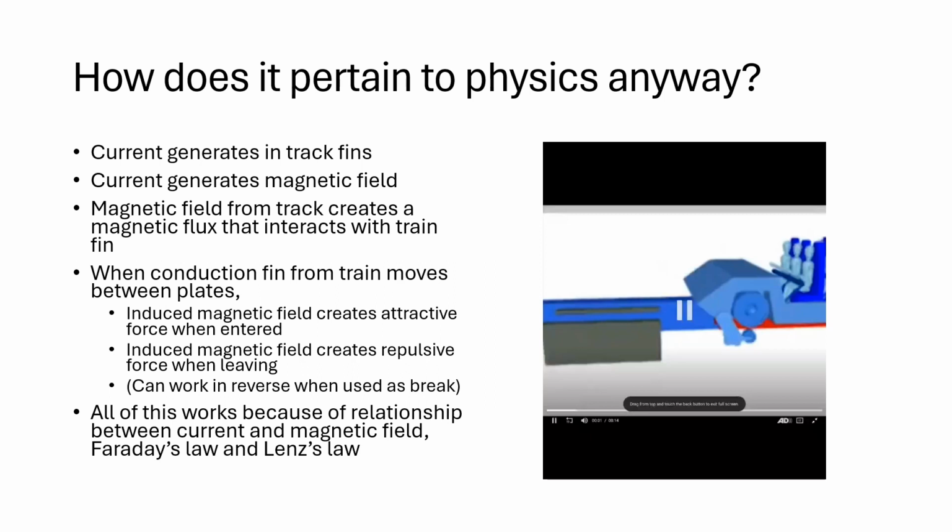When the conducting fin from the train moves between the plates, there's an induced magnetic field that creates an attractive force when entered. And then as it leaves, there's a repulsive force. This can also work in reverse if you're trying to use it as brakes. And all this works because of the relationship between current and magnetic field, Faraday's law and Lenz's law, as we learned in class. And here's a little video to show what's happening.